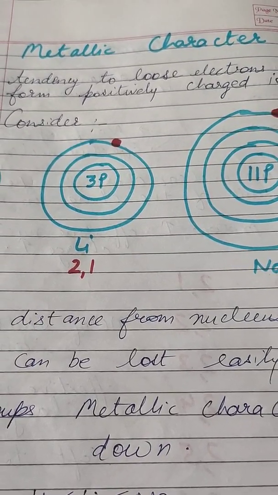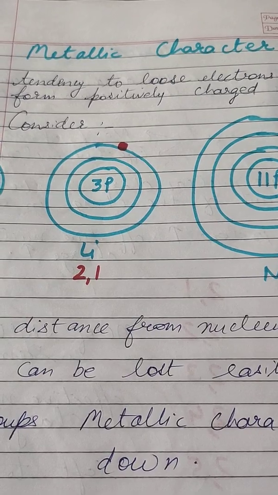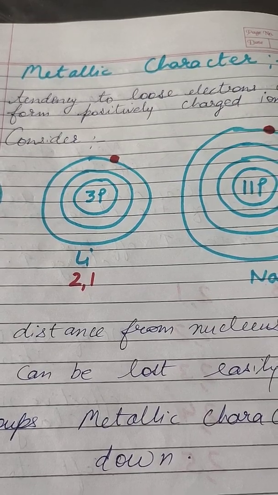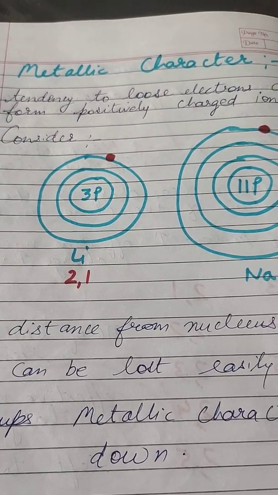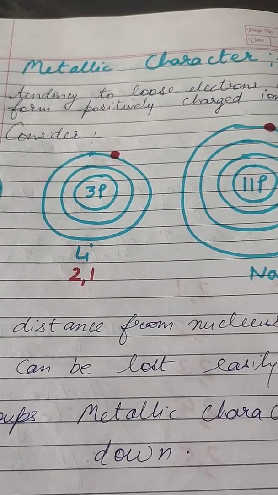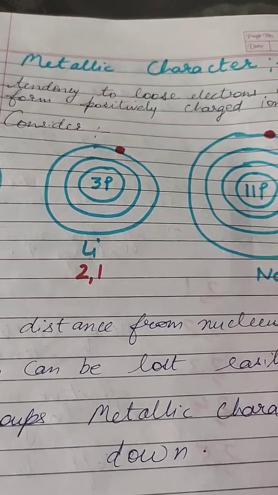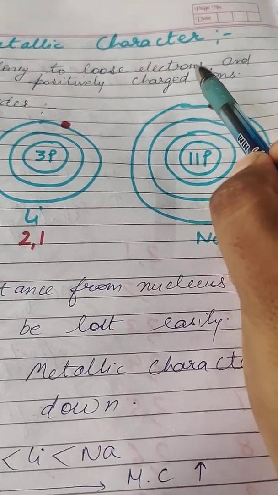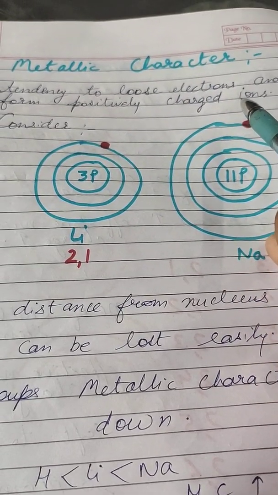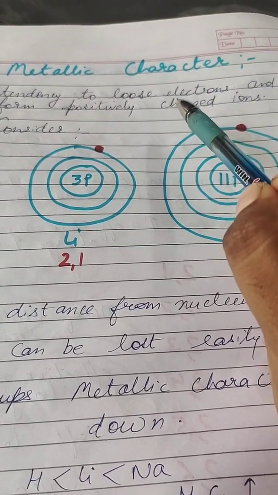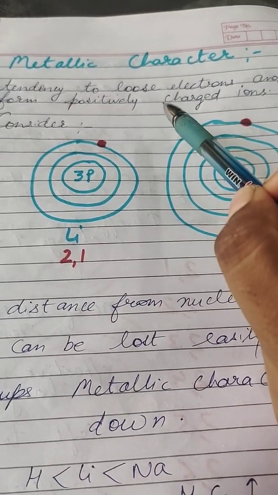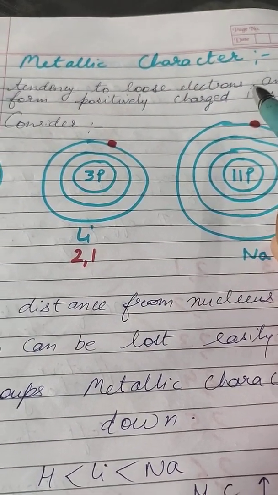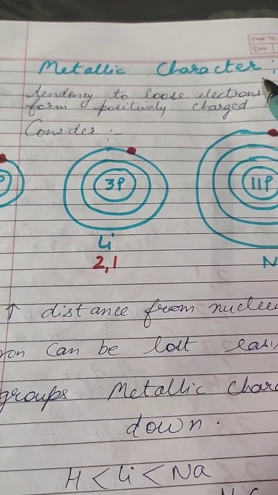Now let's move to another topic, that is metallic character. We are going to see how this metallic character changes in groups and periods. First of all, we need to define metallic character. How can we say that this element has actually a metallic character? See, metallic character can be defined as the tendency to lose electrons and form positively charged ions. So those elements which can easily lose electrons and form positively charged ions, that you already know are cations, they form cations, yes? So they are possessing actually metallic character.